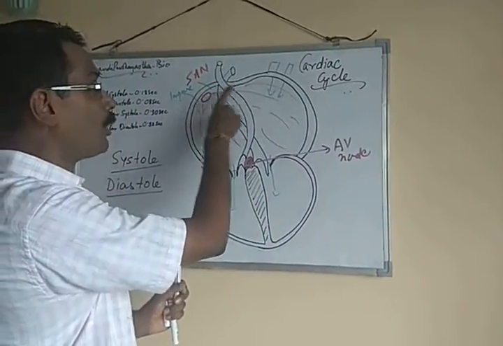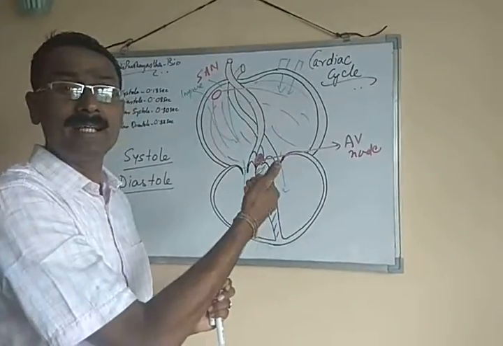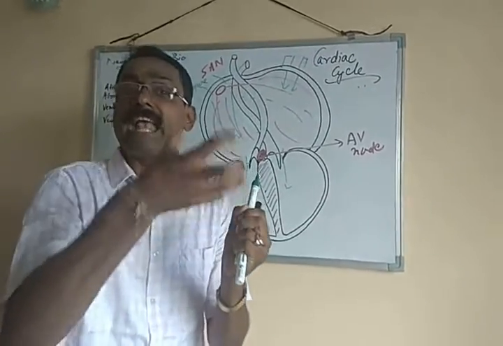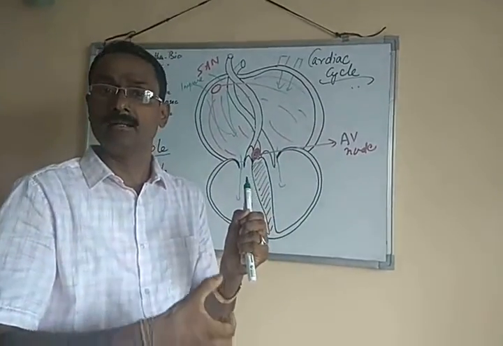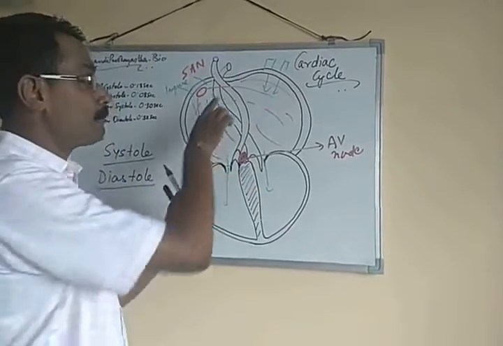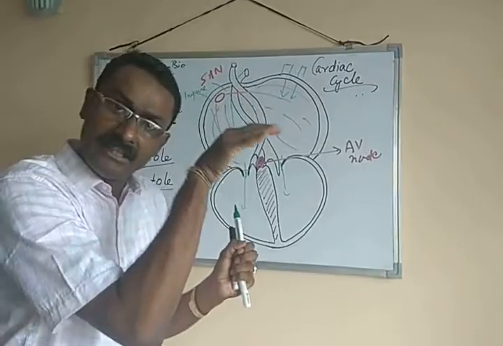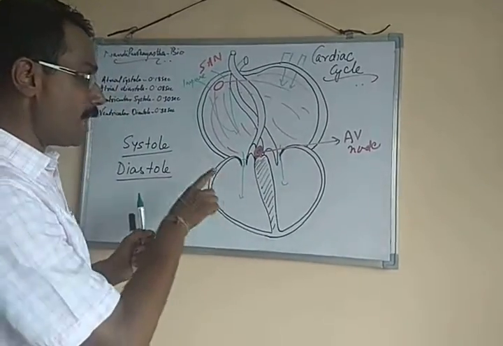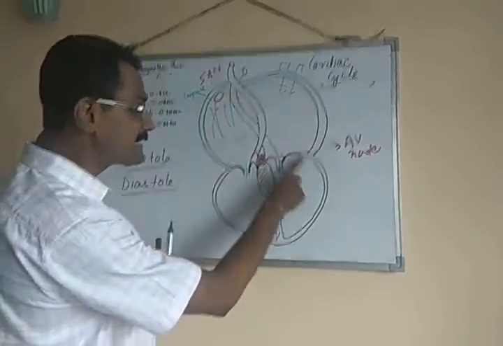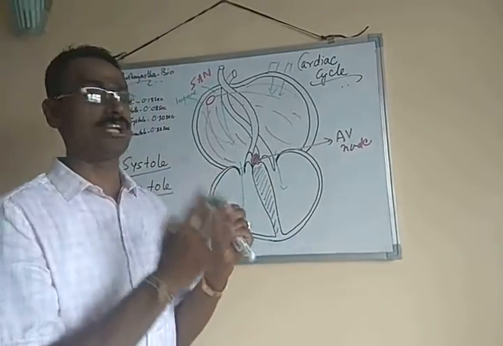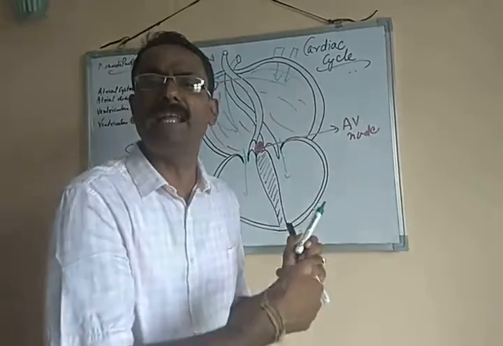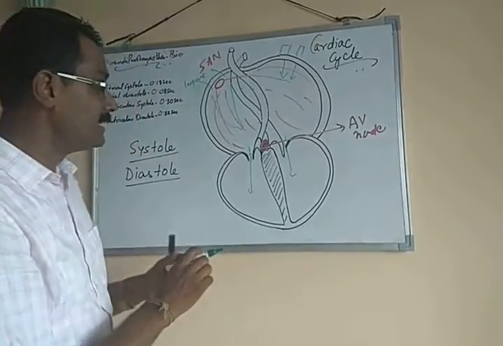Gradually what happened? SA node was generating the impulse and conducting the impulse, and it has developed the pressure. Now gradually it will come to contraction. That is the systolic condition. Got it? And when the systolic condition has reached the peak, gradually the pressure inside the auricle decreases. Now see one thing. By this time the ventricle was in the diastolic condition, relaxed condition, and the blood was filling it up. Blood keeps on filling the ventricle. Got it? Now what happens?